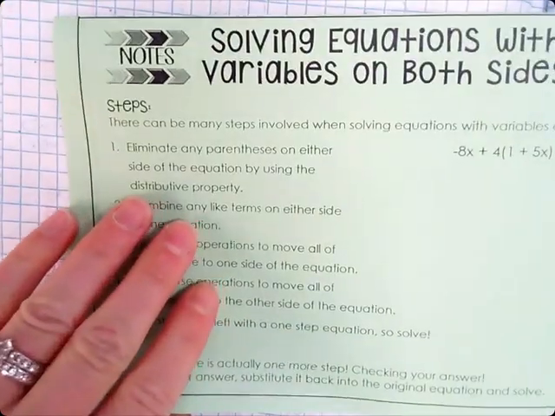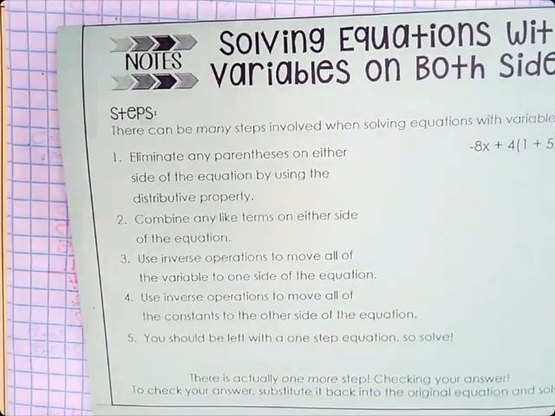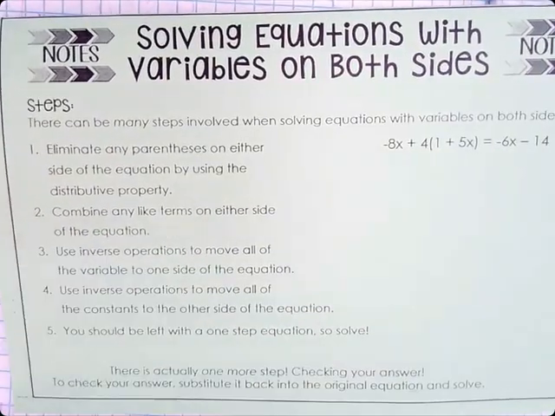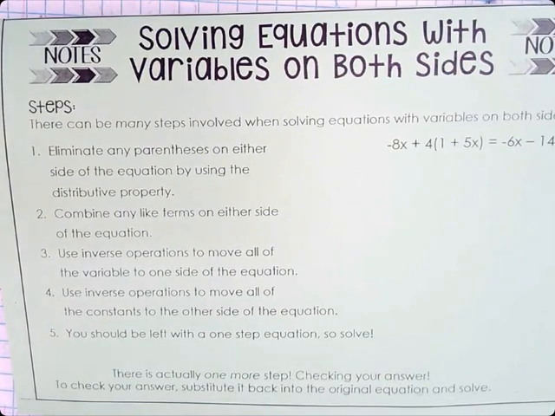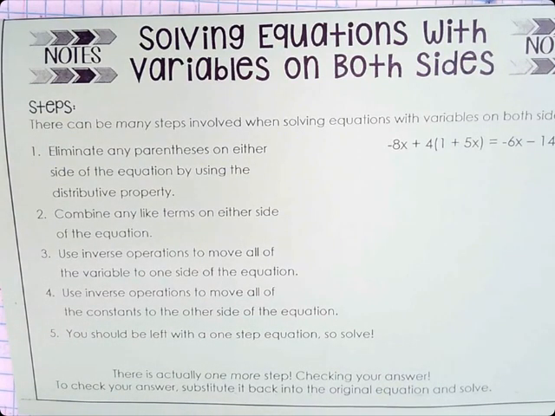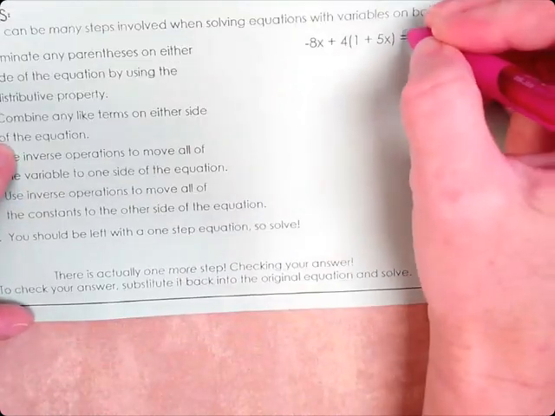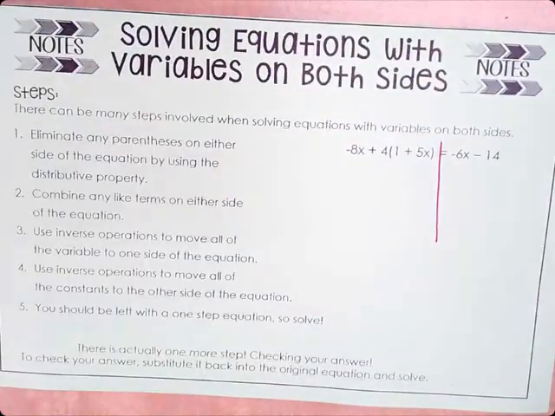So here are the steps. There can be many steps involved when solving equations with variables on both sides. Number one, eliminate any parentheses on either side of the equation by using the distributive property. So we are going to follow these steps as I read them. So let's go ahead and do the first step, which is eliminate any parentheses on either side.